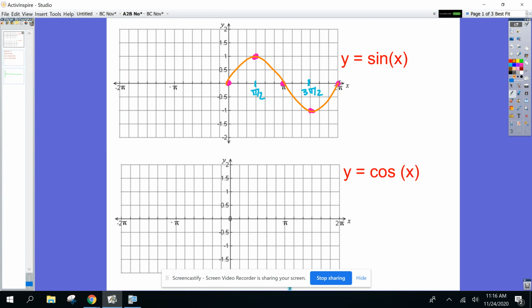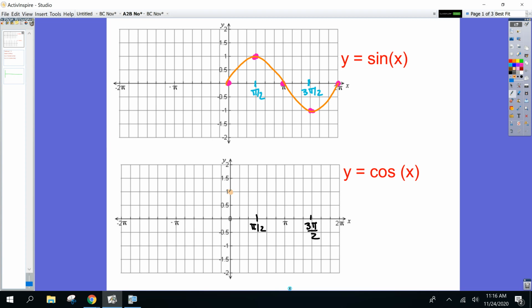What about cosine? Fill me in on cosine. So what's that? Pi over 2. And 1, 2, 3. 3 pi over 2. Okay. Cosine's much different. Where's cosine start? Starts at the max. Max, yeah. Doesn't start at the midline.